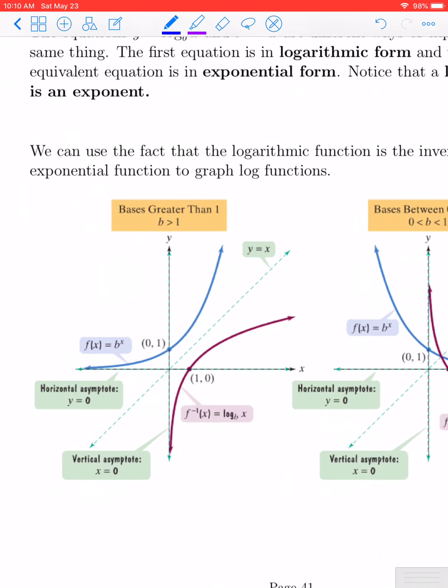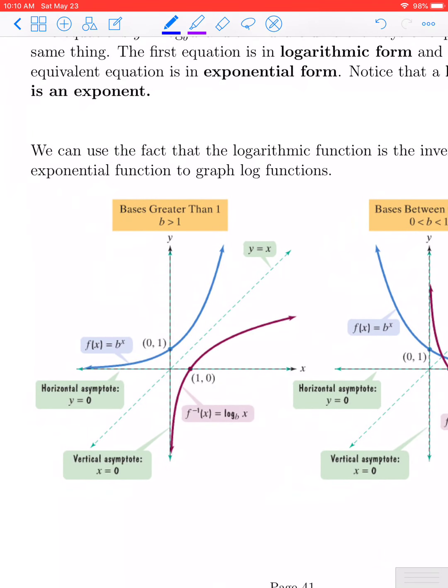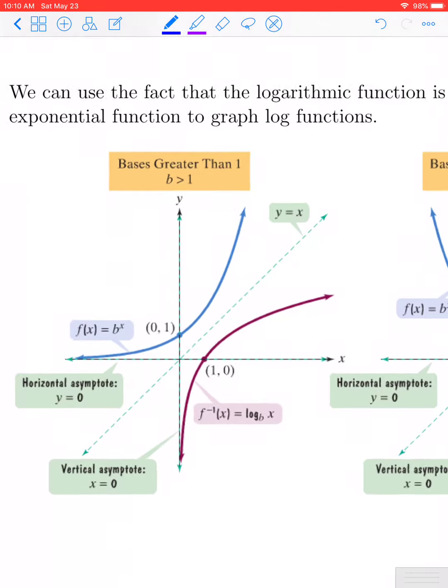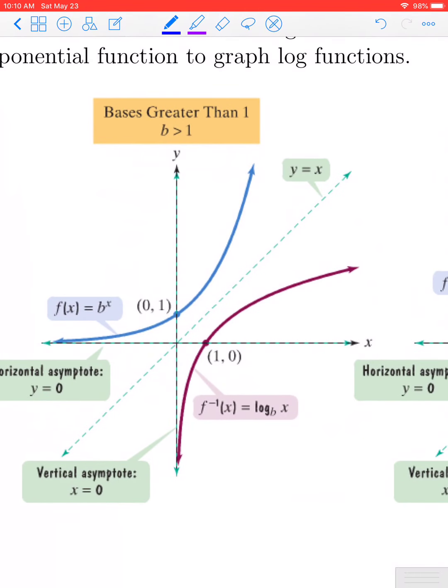Much like how there are two different graphs for exponential functions, there are two different types of logarithmic functions. For example, when the base is bigger than 1, so things like log base 2 of x, or even the classic natural log of x, which would be log base e, the graph looks like this.